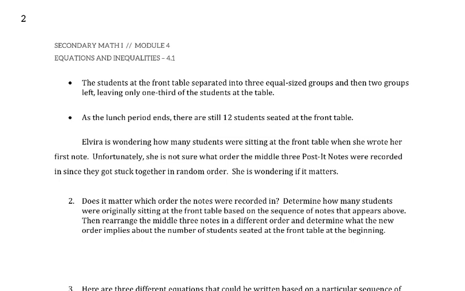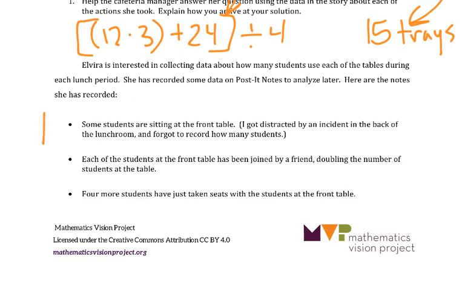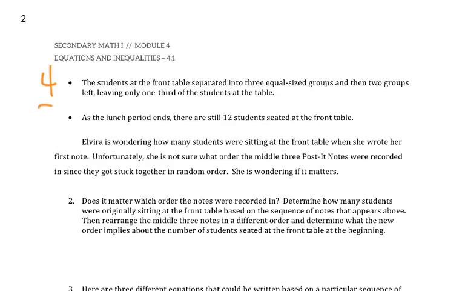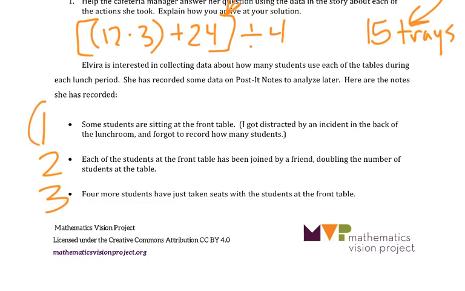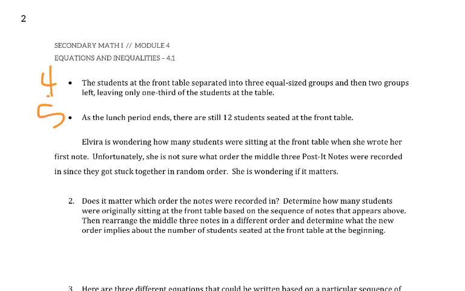Unfortunately, she's not sure what order the middle 3 post-it notes were recorded in, since they got stuck together in random order. She's wondering if that matters. So in other words, that's her first post-it, her second and her third, her fourth and her fifth. Now, this one she knows was first. This one she knows was last, but the other 3 she doesn't know the order. So our question is, does it matter what order?